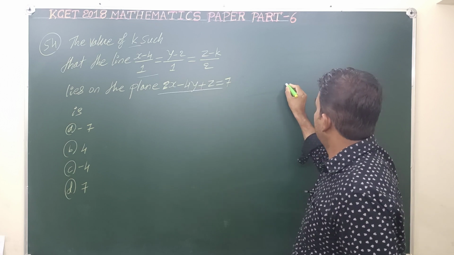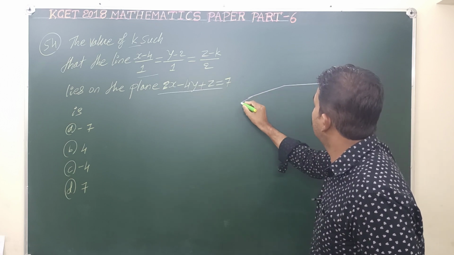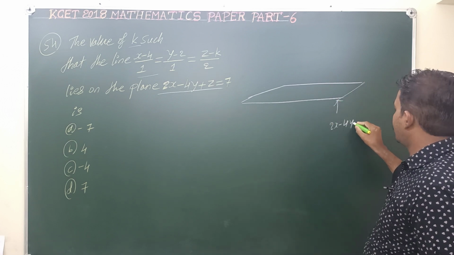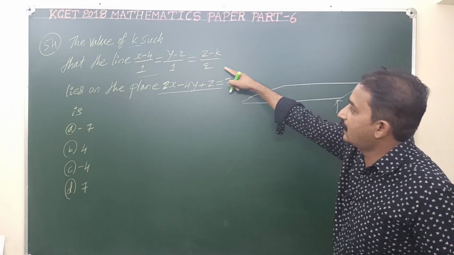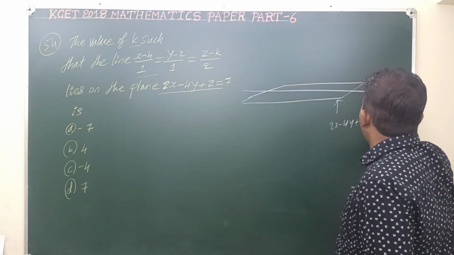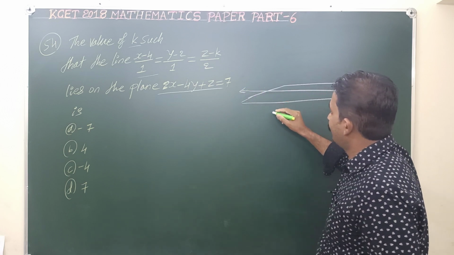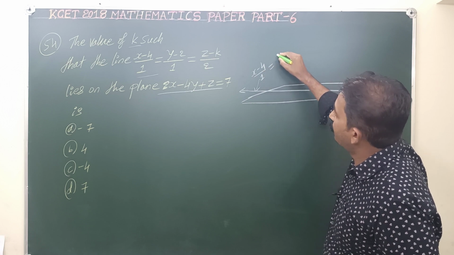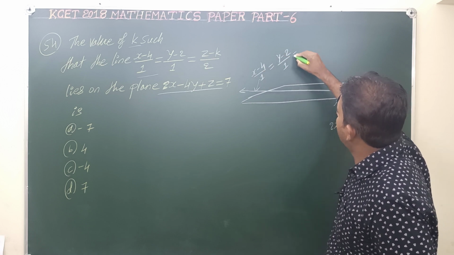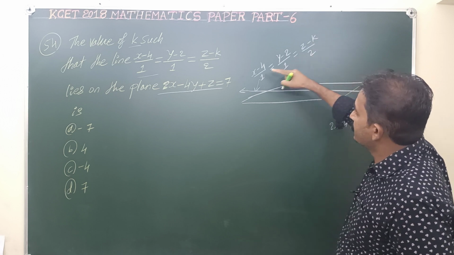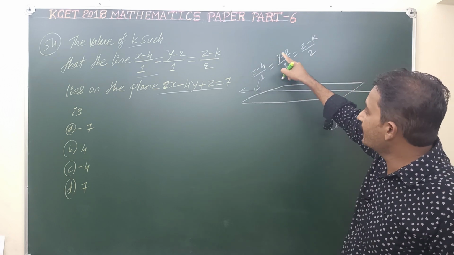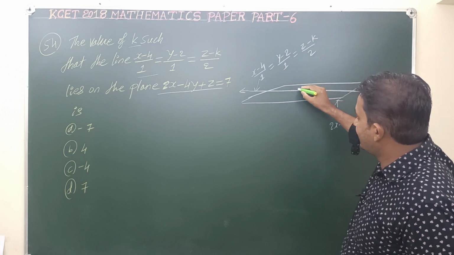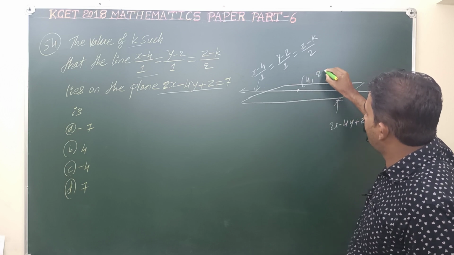So here the plane is given: 2x minus 4y plus z is equal to 7. This line lies on this plane. So the line lies on this plane. Both are given. The line is also given: (x minus 4) divided by 1, (y minus 2) divided by 1, (z minus k) divided by 2. This is in the form of x minus x1, y minus y1, z minus z1, so (x1, y1, z1) is the point that lies on this line. So that is (4, 2, k).